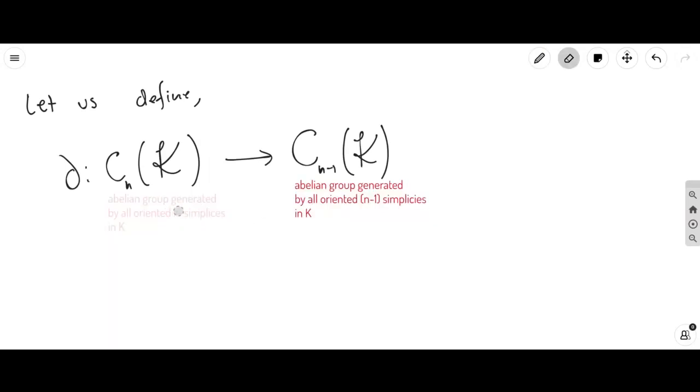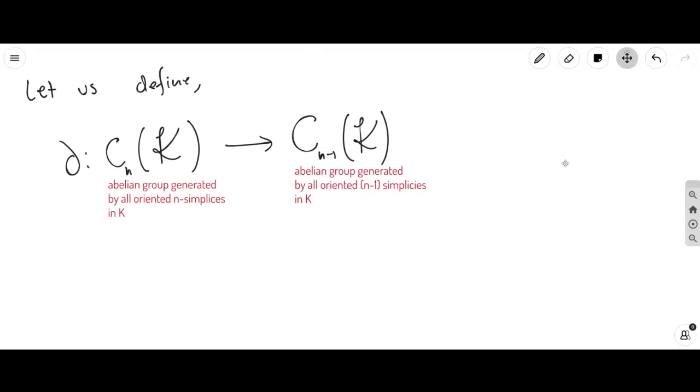As opposed to topology, where it's mappings from the geometric simplex into your space. Of course, the degenerate case is if n is equal to 0, then it would not make sense to map it to C -1. In this case, you can just interpret that as the 0 group, but let's not make a big deal about that.